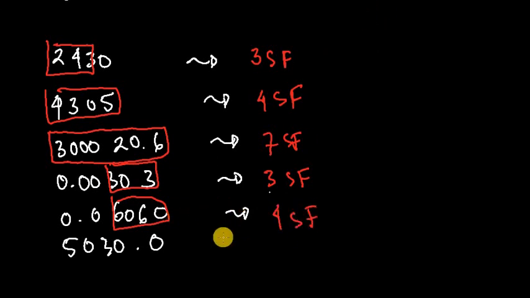The last number, we have 5030.0. We have a decimal here, and because it is a decimal, the trailing zeros are significant figures, so we can say that all of these are significant figures. So we have 1, 2, 3, 4, 5 significant figures.